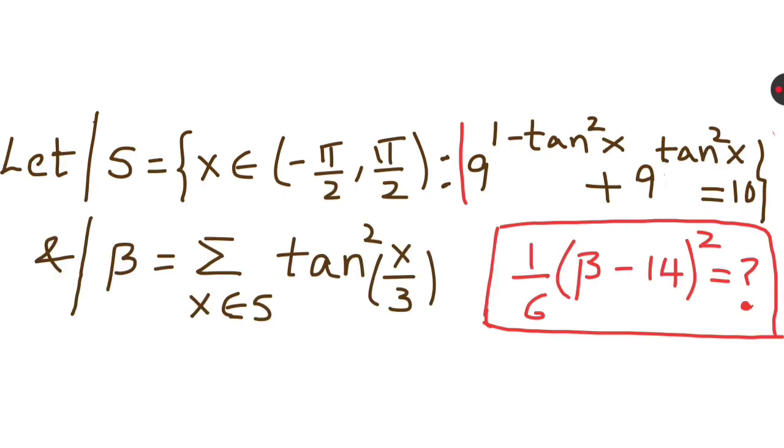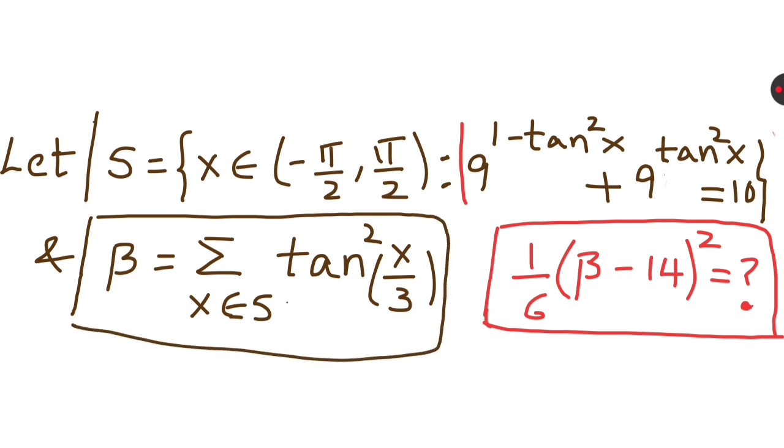To find the value of (1/6 beta minus 14) whole raised to power 2, we need the beta value, isn't it? If you want to find the beta value, they define beta as summation over x belonging to the set S of tan square x over 3. So x belongs to the set S. They defined S as x belongs to (-π/2, π/2), and they gave one equation.